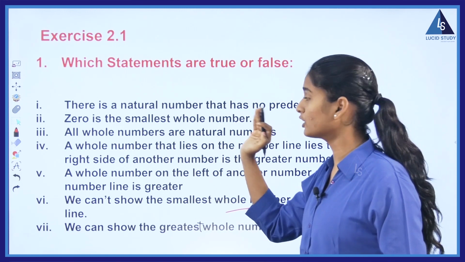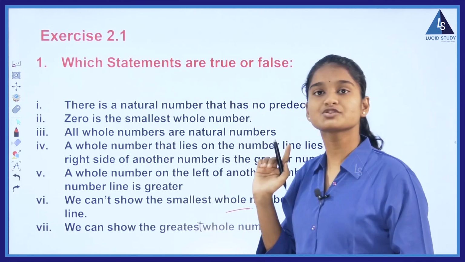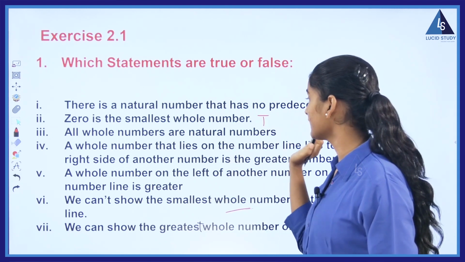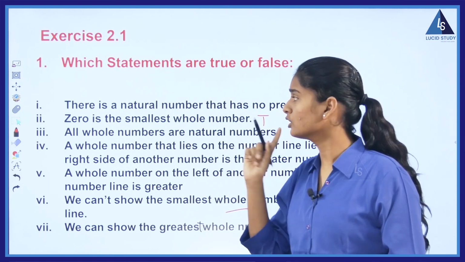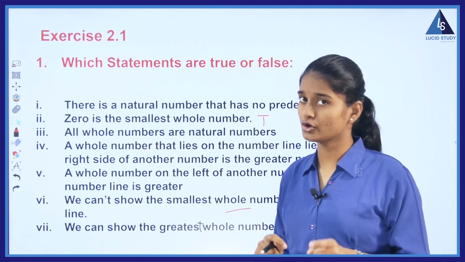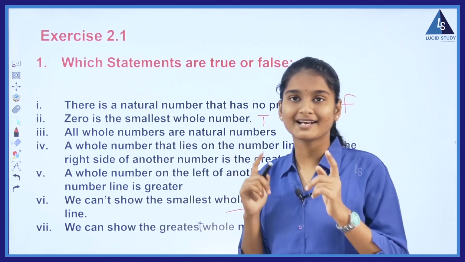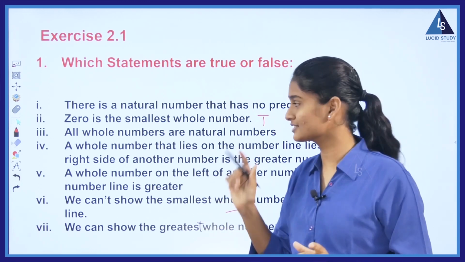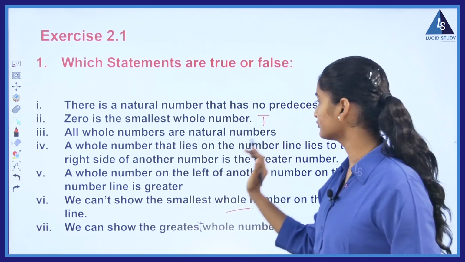0 is the smallest whole number. Yes, this is true. Whole numbers are natural numbers. So children, are all whole numbers natural numbers? No. All whole numbers are not natural numbers, right? 0 is a whole number but it is not a natural number. So this statement is false.